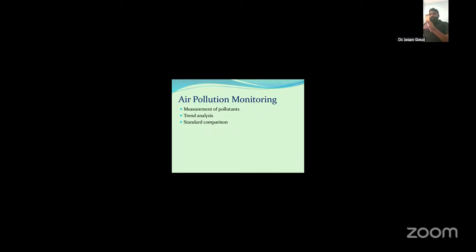Okay, the measurement techniques. What are the measurement techniques? For particulate matter, gravimetric method: air drawn through a filter, pre- and post-weighing, and standard reference method.